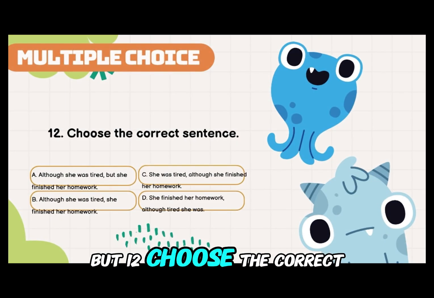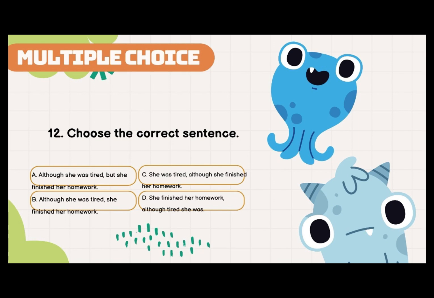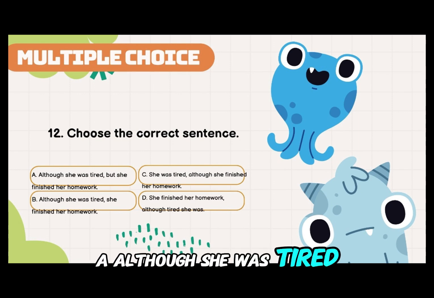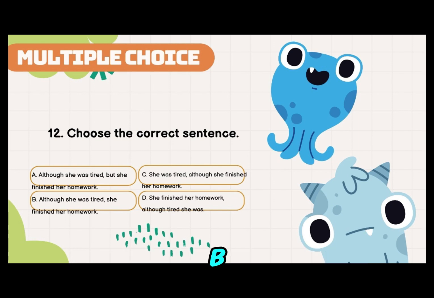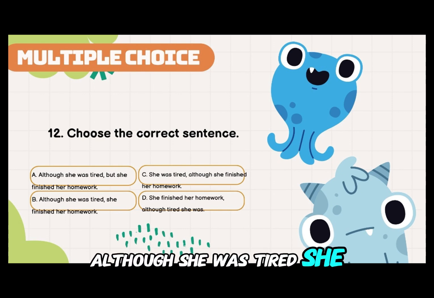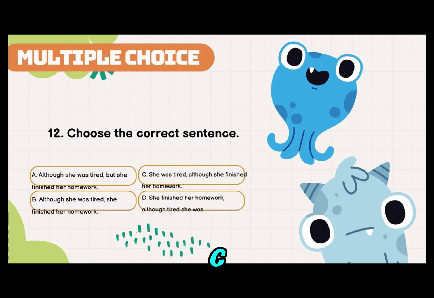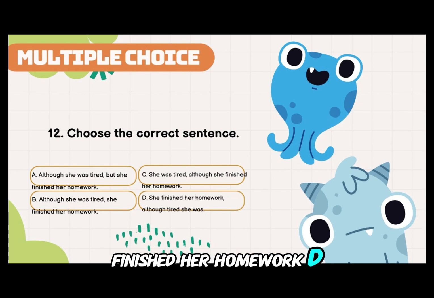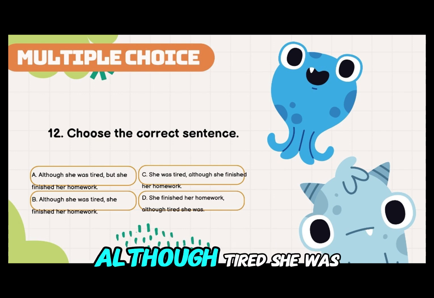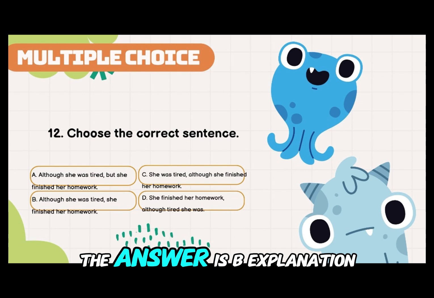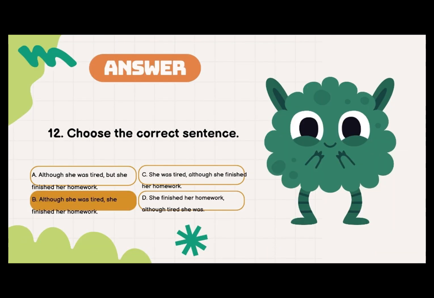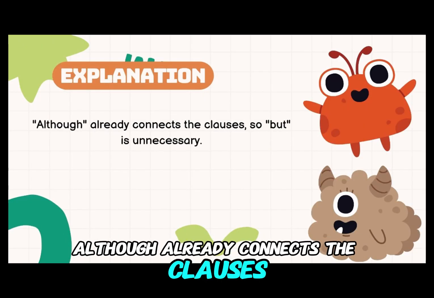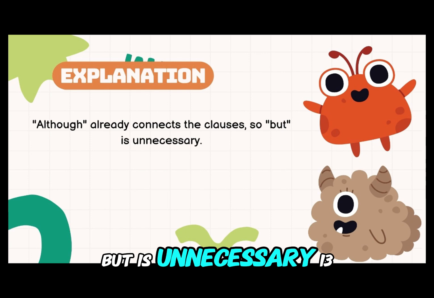12. Choose the correct sentence. A. Although she was tired, but she finished her homework. B. Although she was tired, she finished her homework. C. She was tired, although she finished her homework. D. She finished her homework, although tired she was. The answer is B. Explanation: Although already connects the clauses, so but is unnecessary.